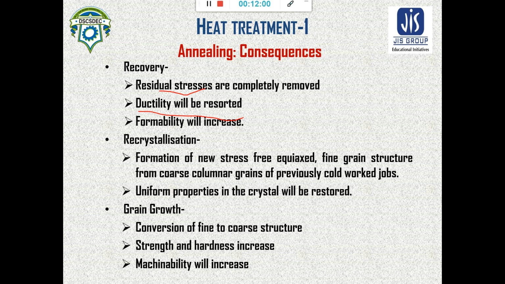Next, as ductility is restored and residual stress is removed, formability, that means the ability to be formed, can be increased. Next, recrystallization. By recrystallization, a new stress-free equiaxed fine grain structure from porous columnar grains can be produced, and uniform properties can be seen inside the material. Next, what is happening? Grain growth. When we leave it for a slow cooling process, then what will happen?